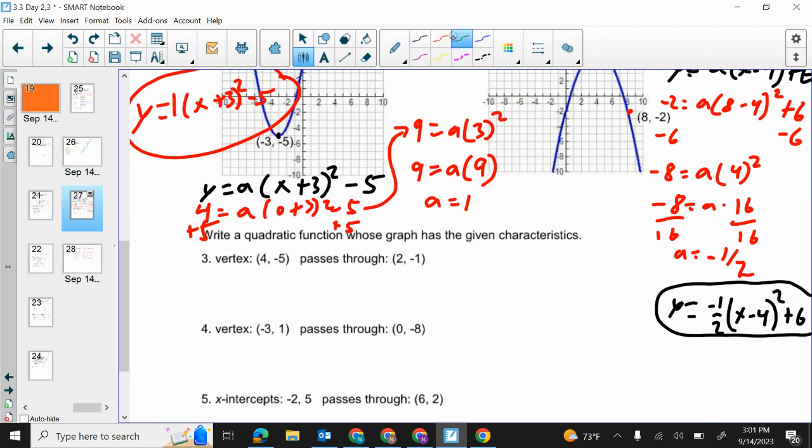Numbers 3, 4, and 5 are the exact same, except instead of looking at a graph, they give you the information. So try 3 or 4 on your own, and I'll give you the answers here in a second.